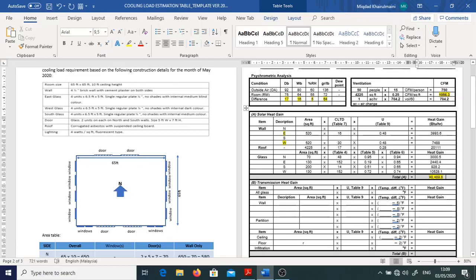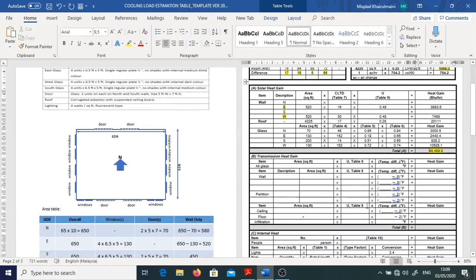So thank you. We will continue with the remaining parts in the other when we have covered the topic. Transmission heat gain, internal heat gain, and also the final calculation. So thank you.